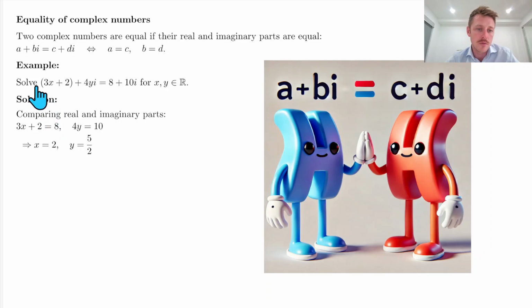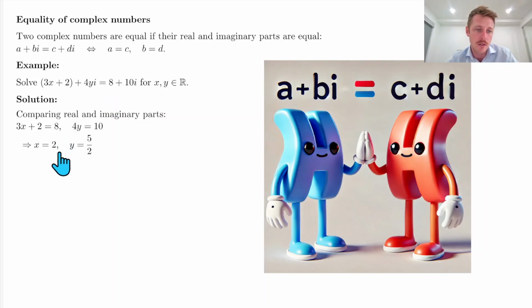So here is a quick example. If we were to solve 3x plus 2 plus 4yi equals 8 plus 10i for x and y, we just need to equate the coefficients. We can see that the real part of the complex number is 3x plus 2, and we know that has to equal the real part of the other complex number. So we get 3x plus 2 equals 8.